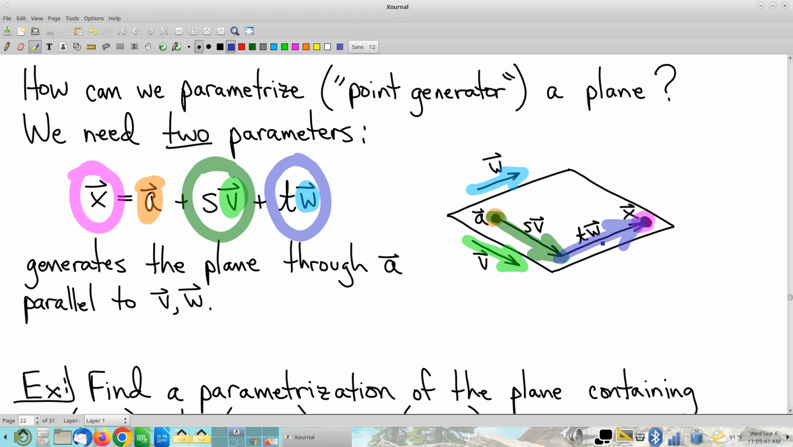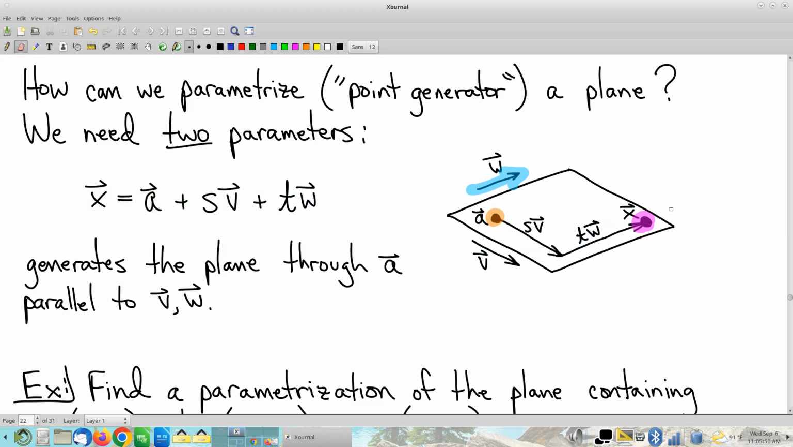Okay, so I claim that this is a parameterization. I claim this gives me position as a function of two parameters. And you can even see the two parameters. Let me get rid of all this mess. The two parameters are these scalars, s and t.